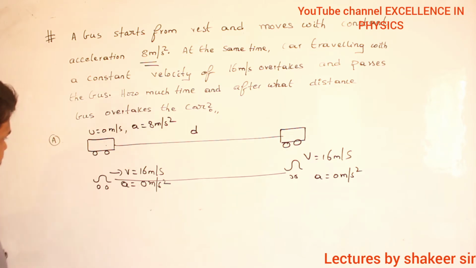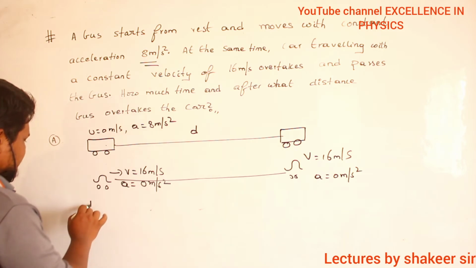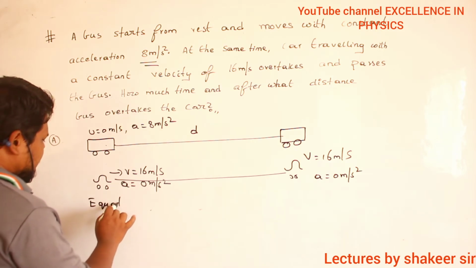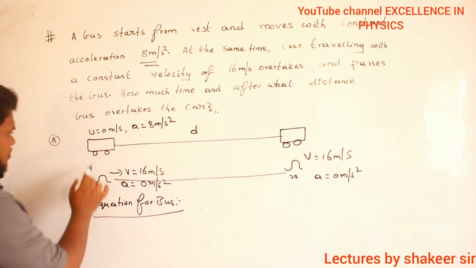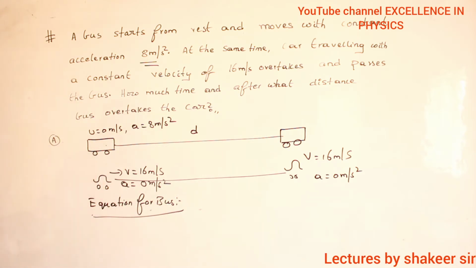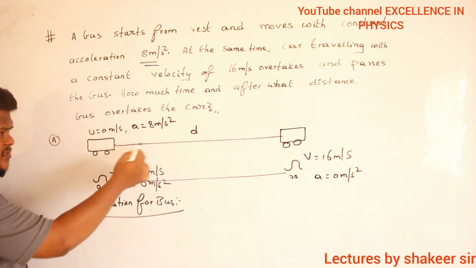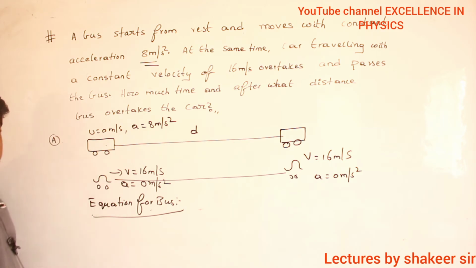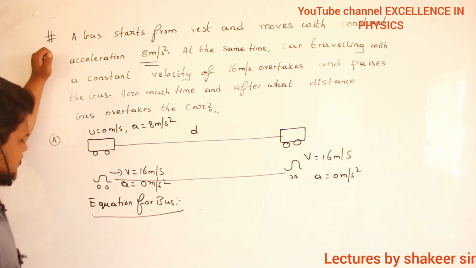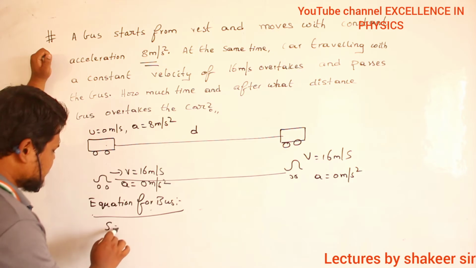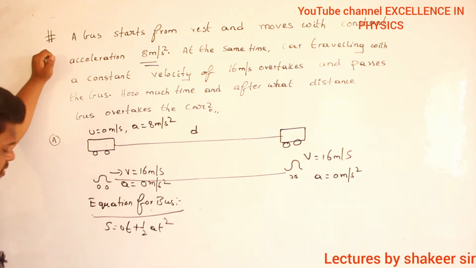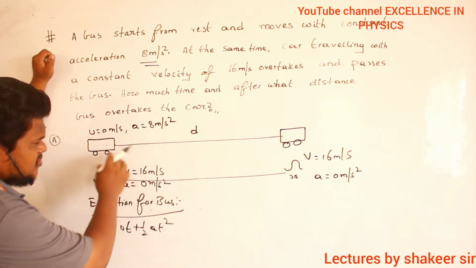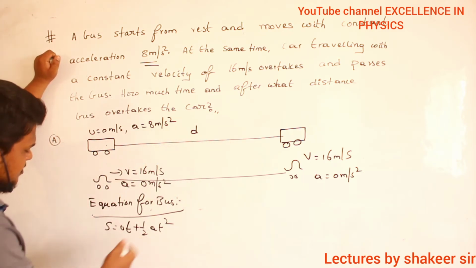Clear? So first of all, let us write one equation for the bus. The bus is undergoing what kind of motion? Non-uniform motion. How can you say it is non-uniform motion? Because acceleration is present, so definitely it is non-uniform motion. So which equation can I use? I can use the relation s equals ut plus half at square, because the question is based on distance and time.